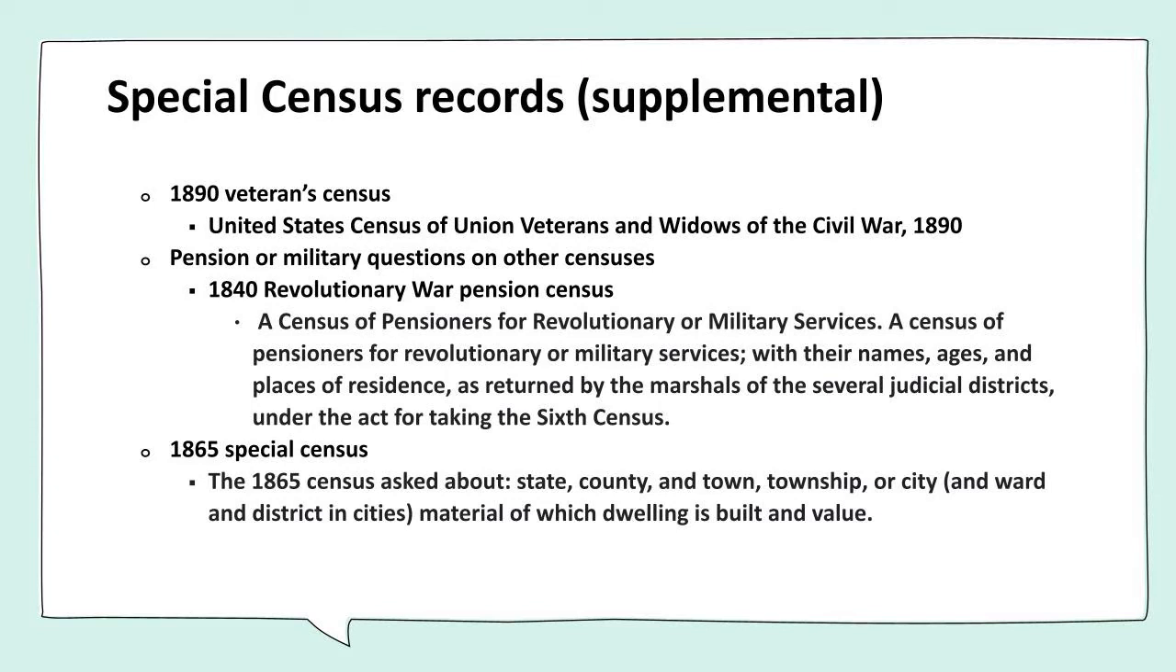It talks about their names, ages, residence, and was returned by the marshals under the act for taking the sixth census. The 1865 special census asked about state, county, town, township, or city and ward and district in cities, and the material of which the dwelling is built and valued. We'll return to this kind of topic in just a minute.